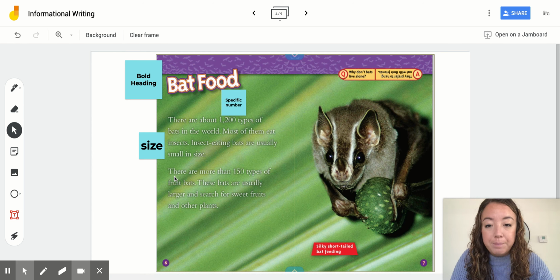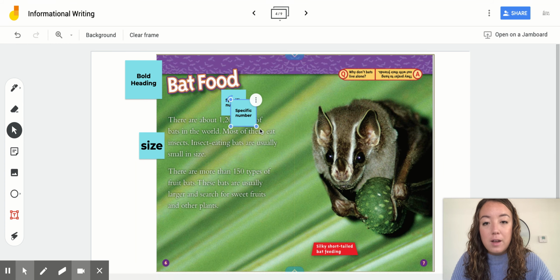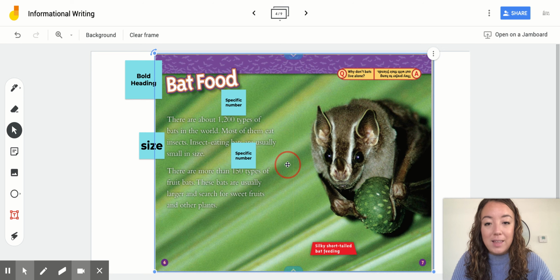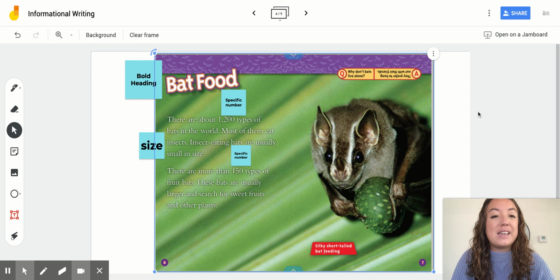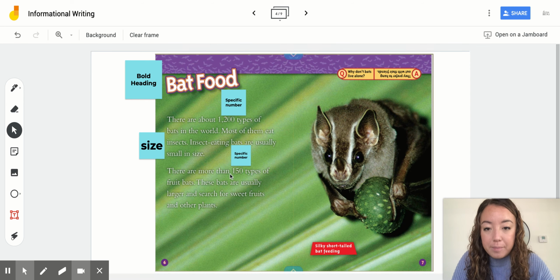Let's keep reading. There are more than 150 types of fruit bats. Oh my gosh, another specific number. I'm going to label this one also because again, I like that this author told me this specific number. Didn't just tell me like many, but told me exactly how many. These bats are usually larger and search for sweet fruits and other plants. So again, this author told me about the size.